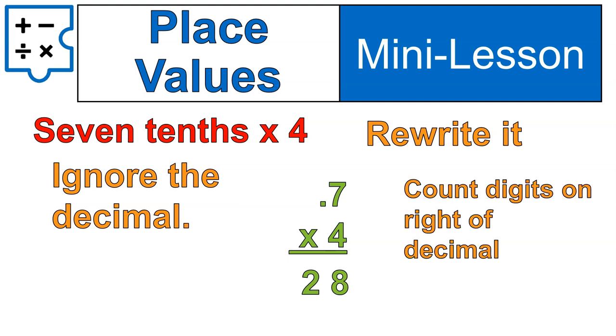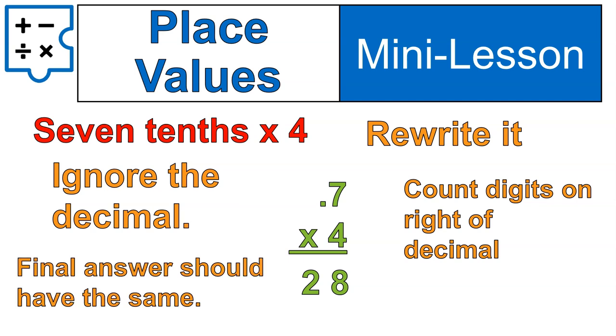I count. There is one digit on the right of the decimal. That's a 7, but there's one digit. So there's going to be one digit on the right of the decimal in my final answer. So I look at my answer, 28. I put a decimal here so that there is one digit on the right of the decimal. That's the way we do multiplying with decimals.